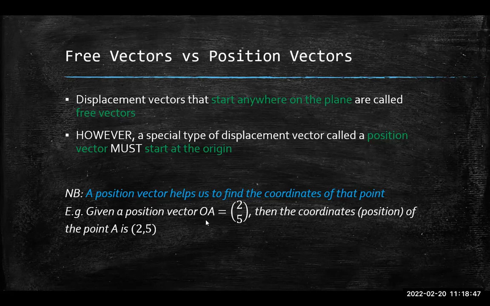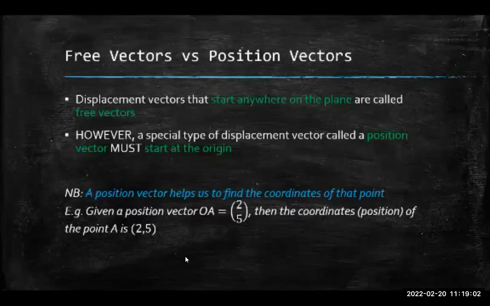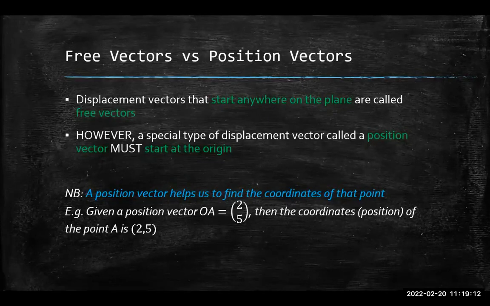So let's say I had a position vector OA, and the column vector they told me was 1, 3. What does that mean? The coordinates of my point A is 1, 3. If I had a position vector OC and they told me the column vector was 1, 1, then the coordinates for the point C would also be 1, 1. It always works that way, right?